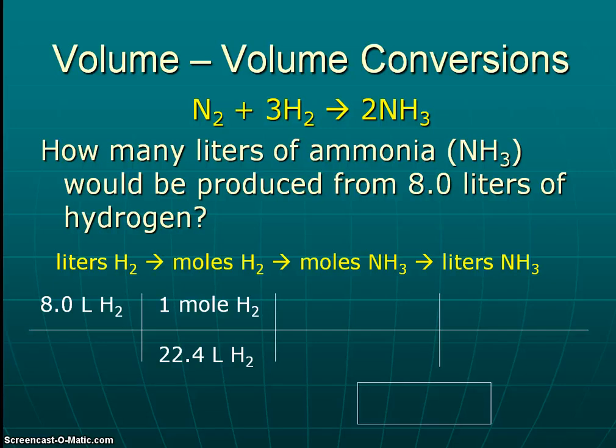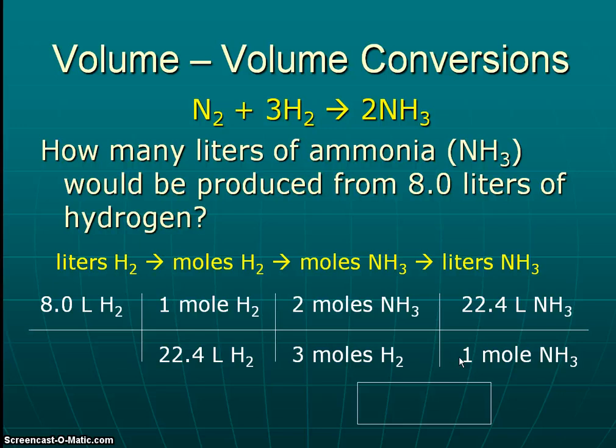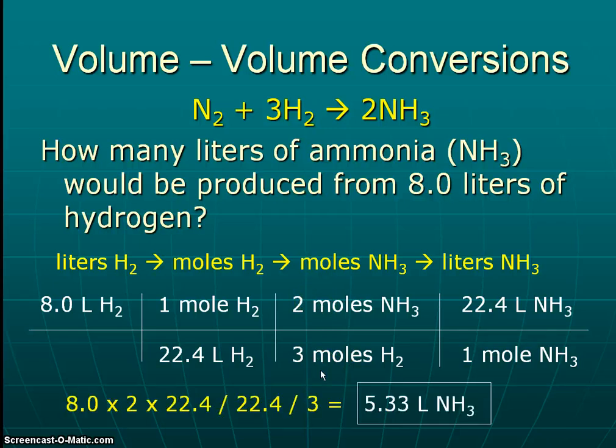Once you have moles of H2, you're ready to use the mole-to-mole ratio to switch it over to ammonia. So these numbers came from the balanced reaction. Once you have moles of ammonia, you can turn it back into liters using 22.4. And there is one little shortcut that you may notice: if you have 22.4 on the bottom and 22.4 on the top, those two are going to cancel out. So really the only math you have to do is 8 times 2 divided by 3. But you can still type it all in if you want.